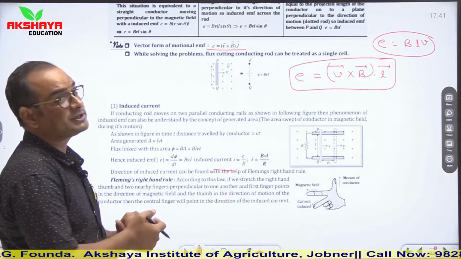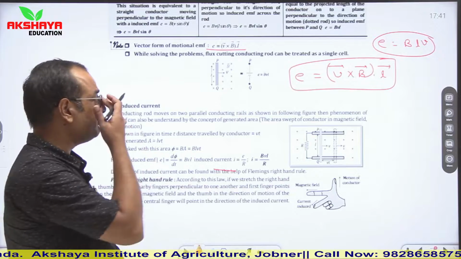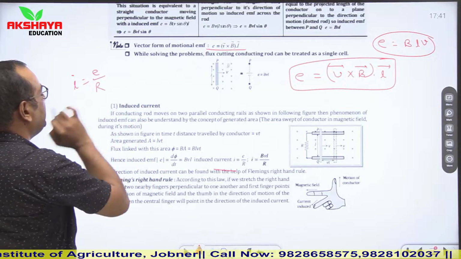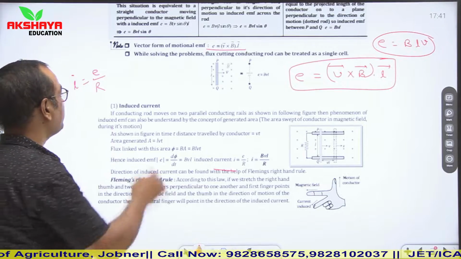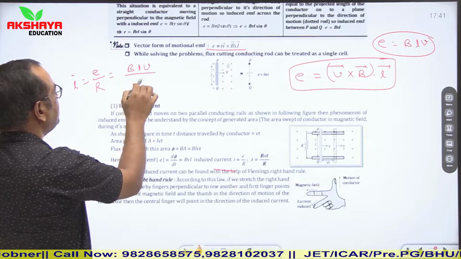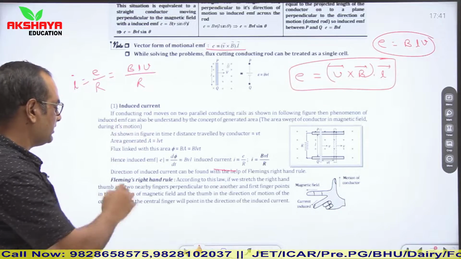Induced current. If we calculate induced current, then we know that induced current is I is equal to E upon R. Here R is the resistance of the coil. E has been calculated, which is equal to BLV. So it is I is equal to BLV upon R.